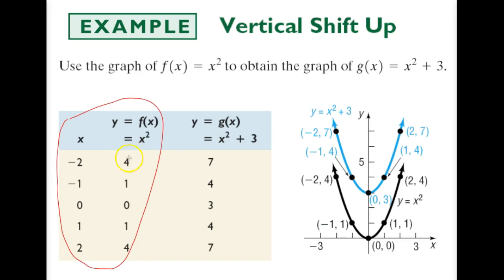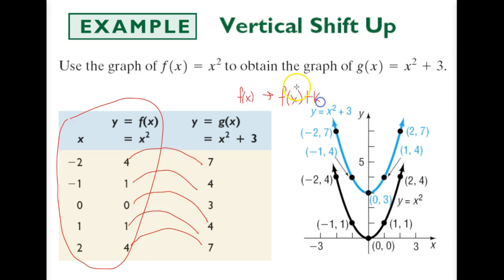And if you notice, each of these values here, we're adding 3 to all the y values, but the x values stay the same. Because of that, we end up having just a vertical shift. So in general, if we had a function f of x, then f of x plus k would be the vertical shift upward by k units.